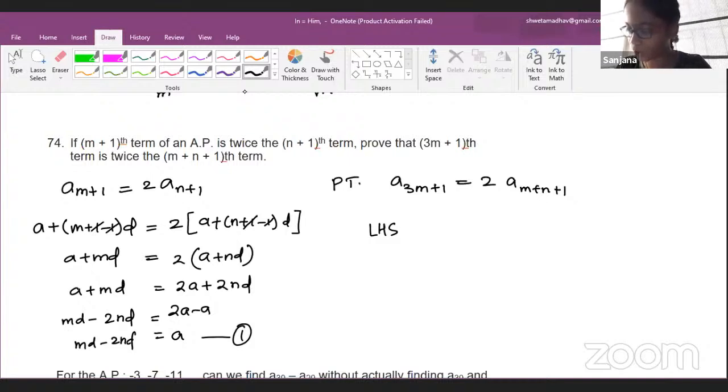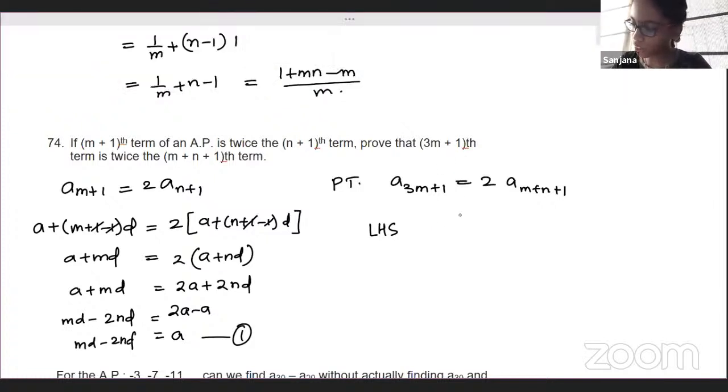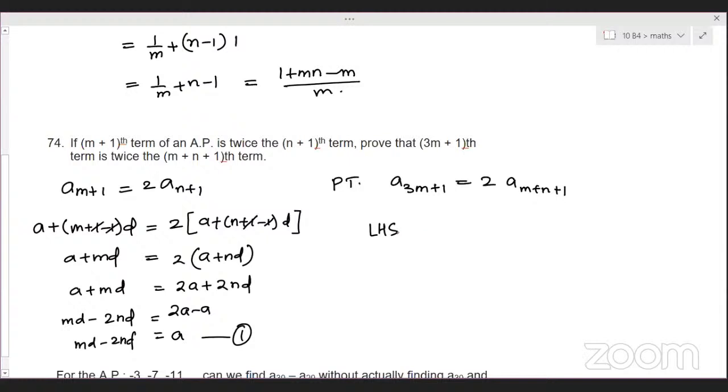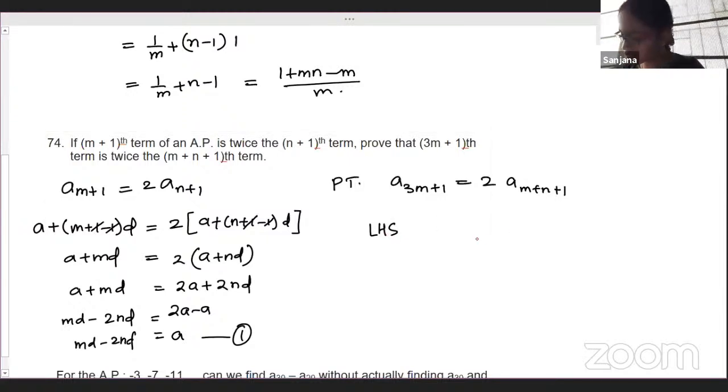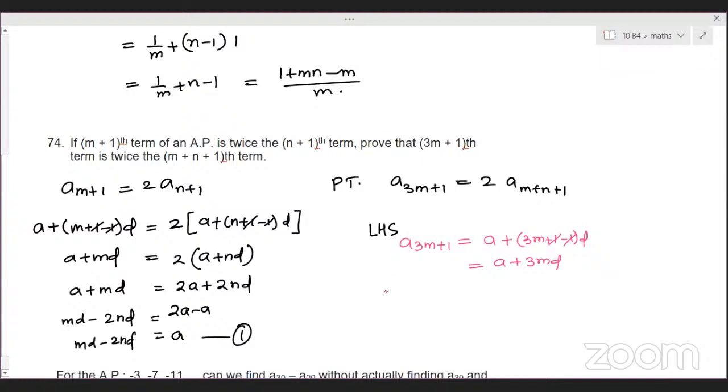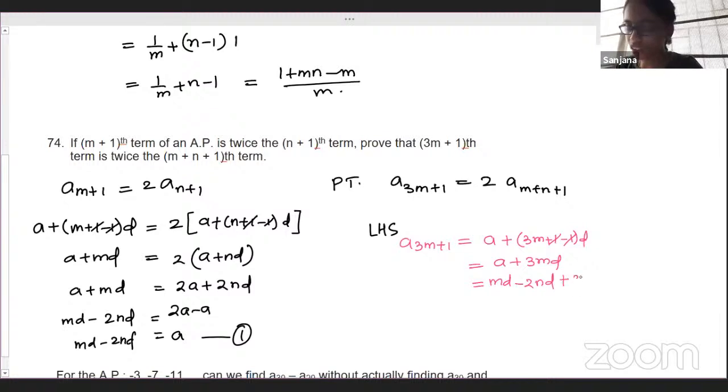And now we have to find the 3m plus 1th term. Starting with the LHS only: a 3m plus 1 is equal to a plus 3m plus 1 minus 1 into d, which is a plus 3md. That is the LHS. Now substitute the value of a: m minus 2n into d plus 3md is equal to 4md minus 2nd, which is 2 into 2md minus nd.